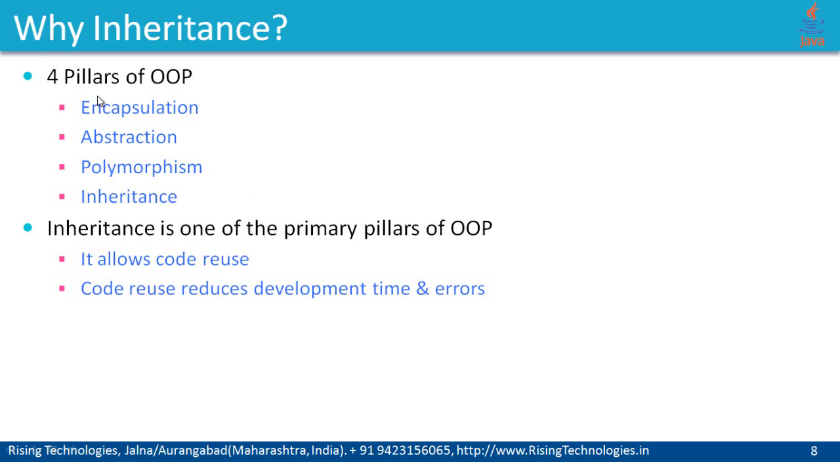Actually, there are four important pillars of object-oriented programming, that is encapsulation, abstraction, polymorphism, and inheritance. We know that encapsulation is a protective container that encapsulates code and data together. We have already seen what abstraction is. Abstraction is hiding implementation details behind the interface. Polymorphism is the ability to take more than one form. We have already seen all these things in our previous video sessions. In this session, we have learned what inheritance is. So, inheritance is also one of the primary pillars of object-oriented programming.